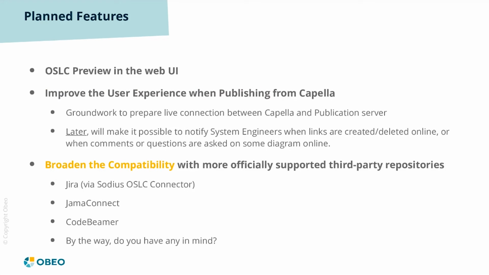We will also work on broadening the compatibility matrix because for now we are officially compatible with Polarion and the IBM Jazz suite. We know unofficially that we are compatible with other third-party repositories, but we want to make it official. So we are working on making that official and testing the compatibility with as many third-party repositories as possible. So what we have in mind for now is to achieve that with Jira, with Jama Connect, with codeBeamer. And if you have any other in mind, you'll be welcome to suggest them in the chat.